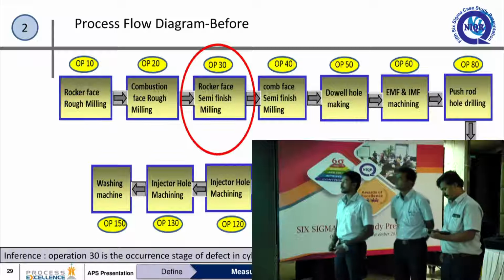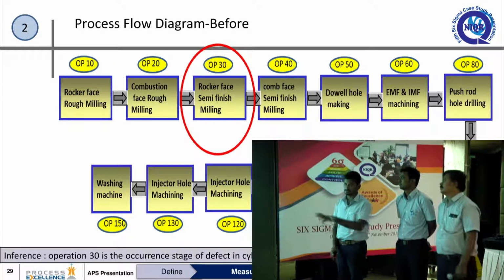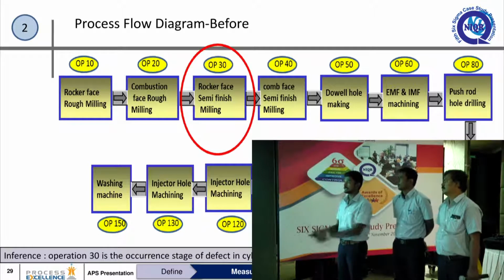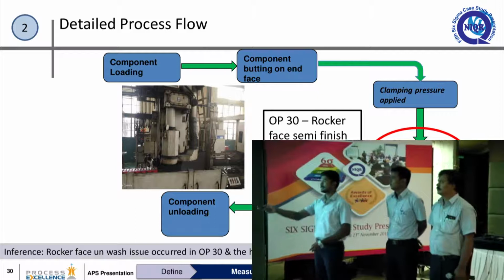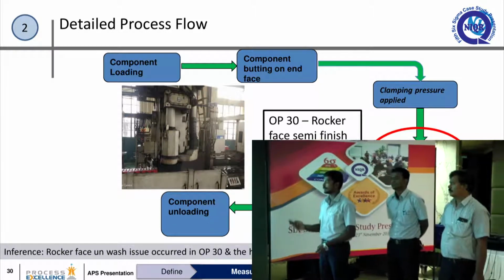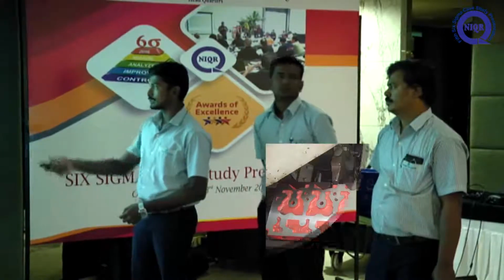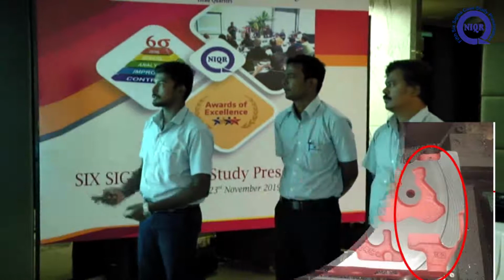Then moving on to rocker phase step mark. This is the region where the rocker phase is being machined, and the same defect was identified at the end of the line. This is the process flow, and this is the machine which does this rocker phase semi-finishing. So this is how the defect will look like. So we try to eliminate this defect.